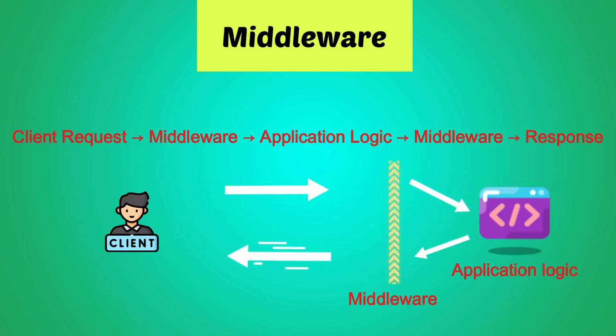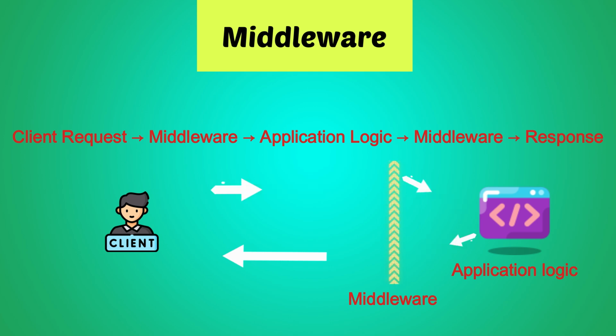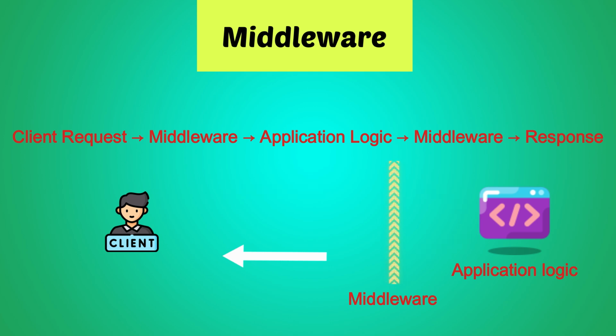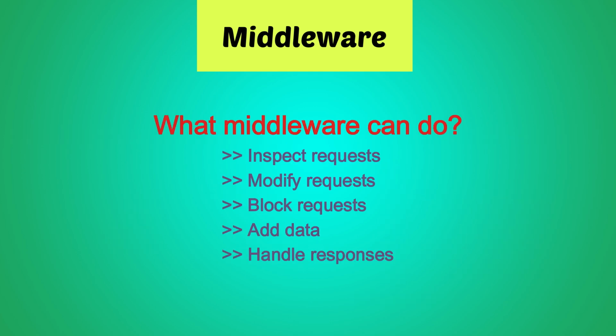Think of this like a pipeline. Client request comes in, middleware checks the request, then it goes to the application logic, then again comes back to the middleware, then the response. So it's a gatekeeper when taking the request and when sending the response. Middleware can inspect the request, modify the request, block the request, add data, and handle the response.